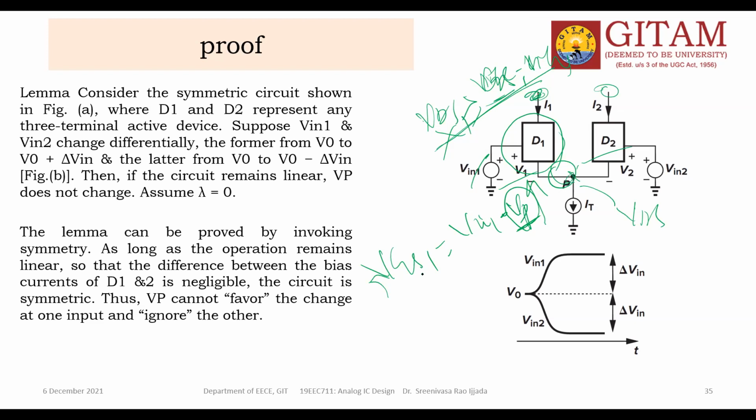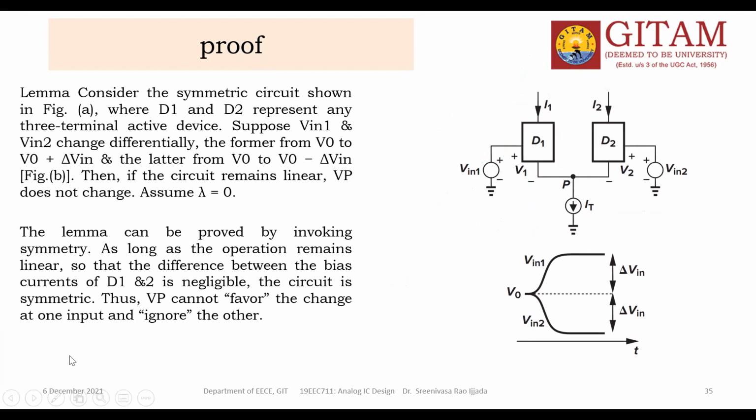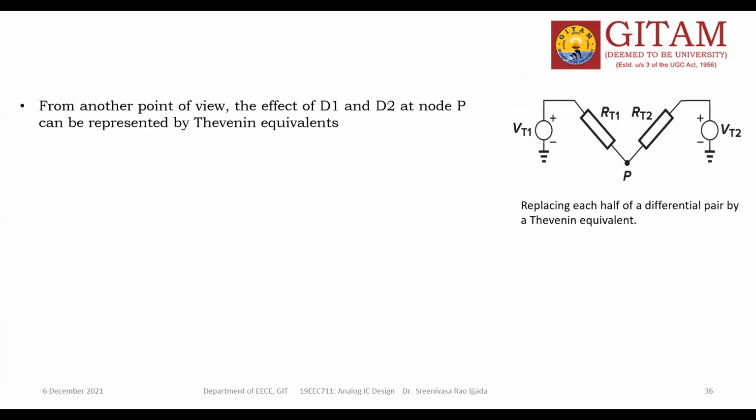So in this condition, if you elaborate this equation and substitute, remaining all things are the same, but VP is different. That's why I want to find the impact of VP on the region of operation. To find that impact, I want to find the Thevenin equivalent of this circuit.